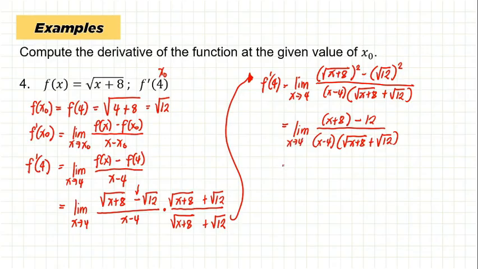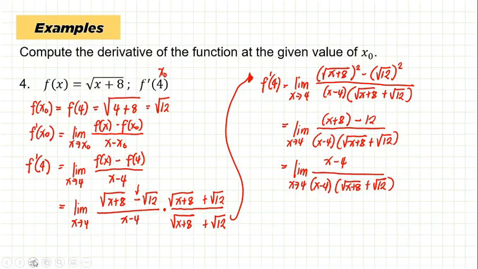So from that, we simplify. We have the limit of x plus 8 minus 12 is x minus 4 all over x minus 4, then we have square root of x plus 8 plus square root of 12, as x approaches 4. So from that, you can see a common factor. So we can cancel that one. So what's left is the limit of 1 over square root of x plus 8 plus square root of 12 as x approaches 4.